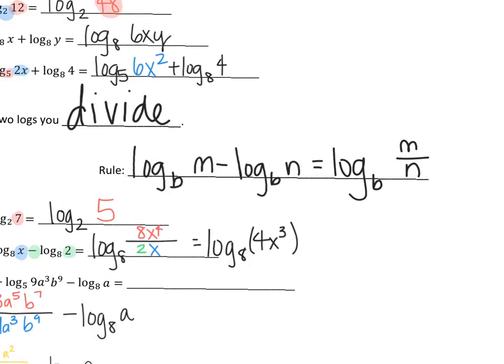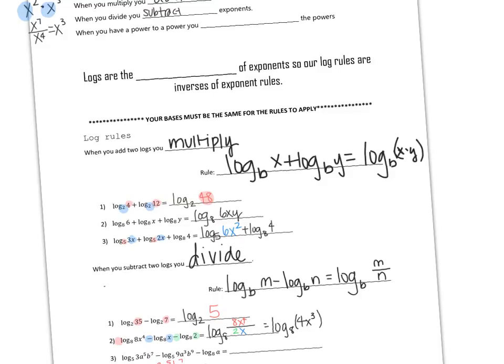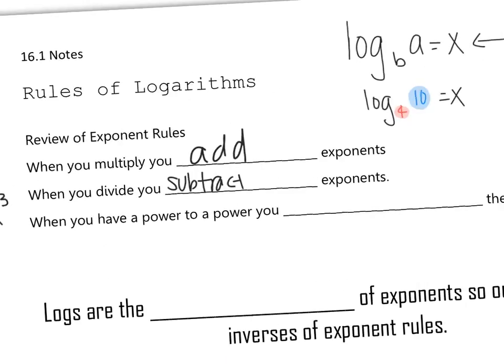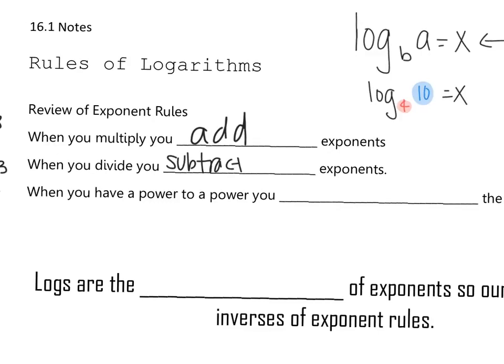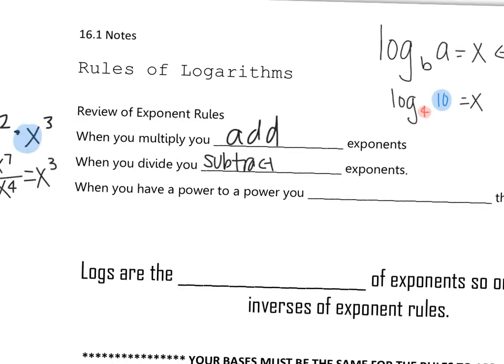Okay, and then the last of our exponent rules says that if I have powers to powers, what do you do with your exponents when you have powers to powers? Like if I had x to the 4th to the 3rd power, what would I do with my exponents? You multiply them. This becomes a multiplication. This would be x to the 12th. So when I have power to power, you multiply.